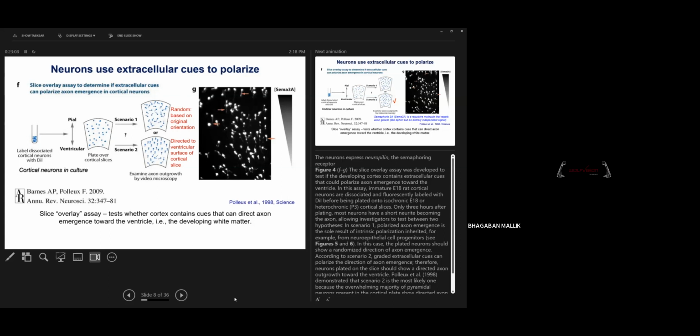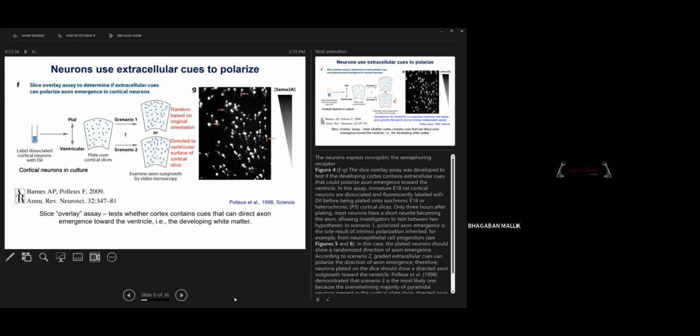So you can have two scenarios. Scenario one, you can have a random growth of the plated cells in this cortical slice. You have the cell body, and the axon can extend to the upper side. It can go to the lower side, anywhere in the cortical slice. The other scenario could be that these cells extend their axon down to the ventricular zone. That could be one possibility.